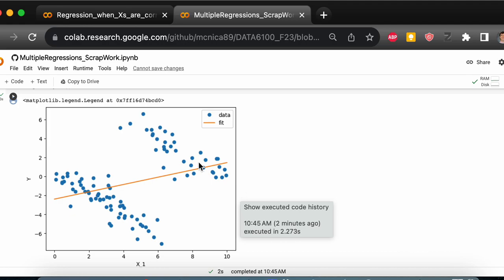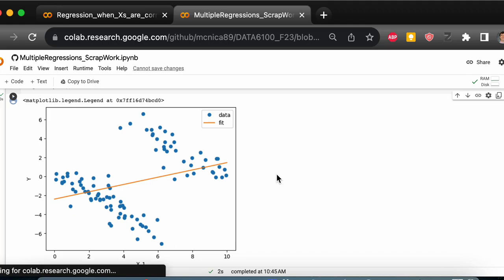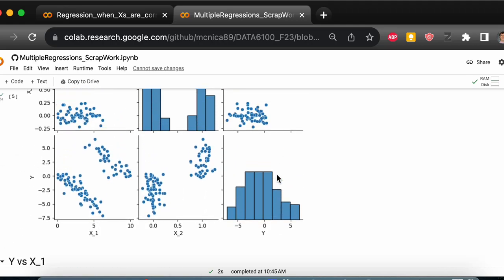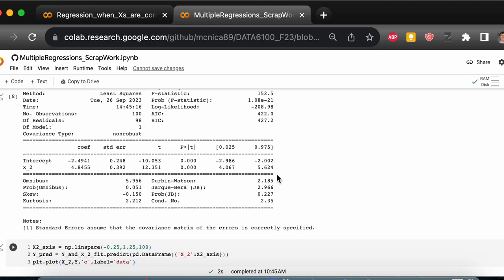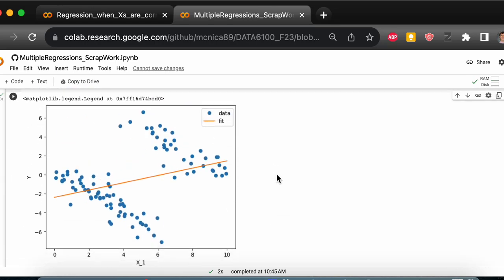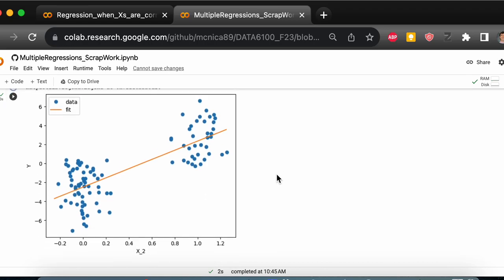So if you do y and x1, the trend is positive. What happens if you do y and x2? There's this other variable, x2, that's floating around. And if you look at x2, it looks like this. Y versus x2. Here is the plot of y versus x2.